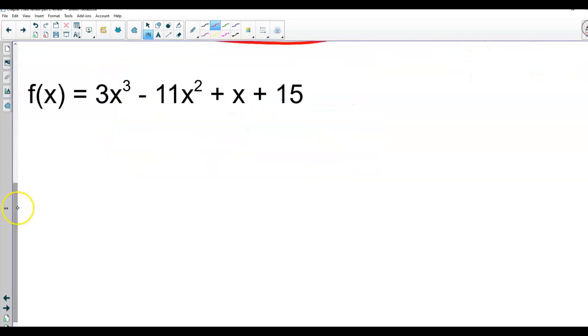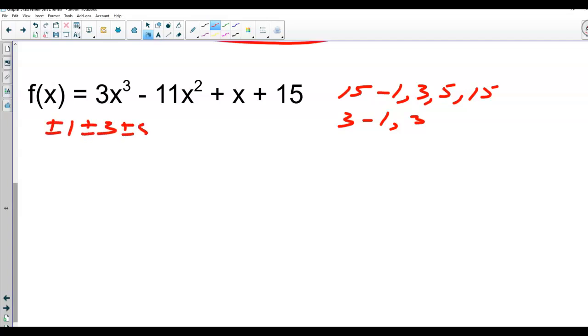Second one, my factors of 15, 1, 3, 5, and 15. My factors of 3 are 1 and 3. So plus or minus 1, plus or minus 3, plus or minus 5, plus or minus 15. Plus or minus 1/3. 3 over 3 is 1. I don't have to write that one again. 5/3. And 15 over 3 is 5. I don't need to write that one again. So those are my possible solutions.